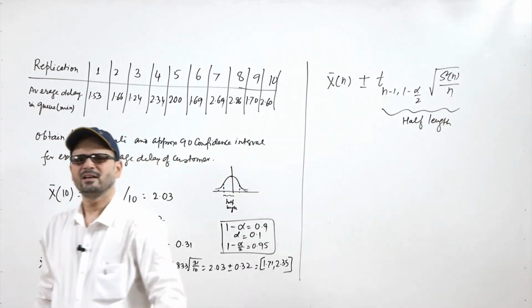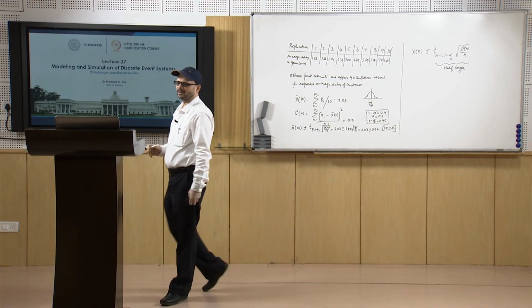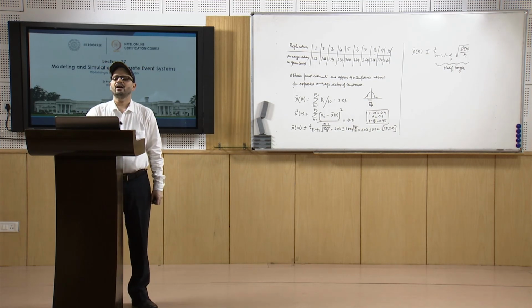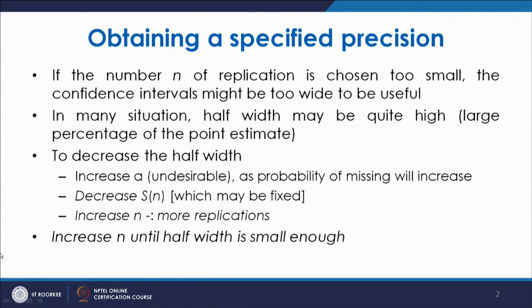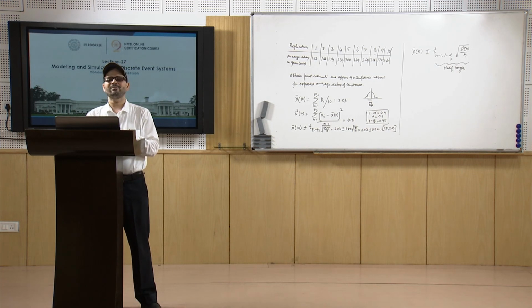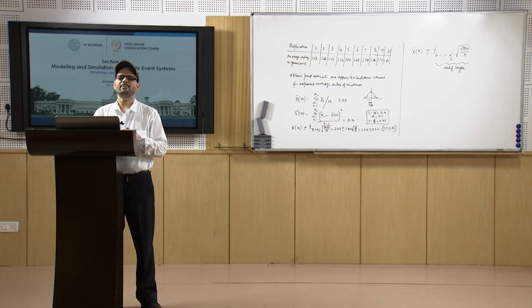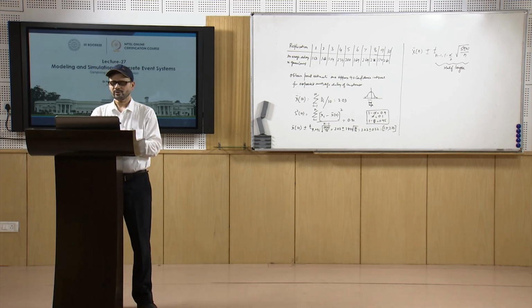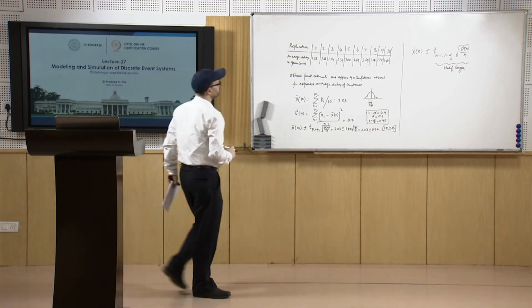So, that is what is known as obtaining the specified precision. Increase n until the half width is small enough. So, we have to increase this value of n, and iteratively we have to go and see when this half length will come to a certain value. Again, we will see how it can be done, and then we can solve a problem.